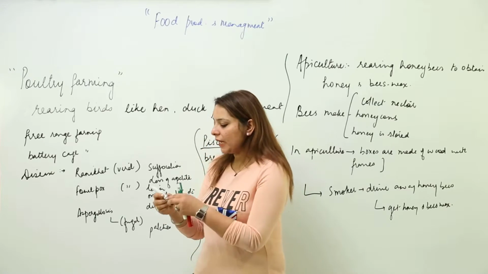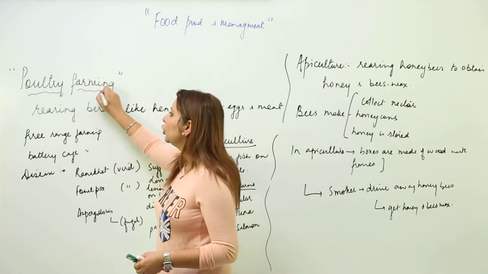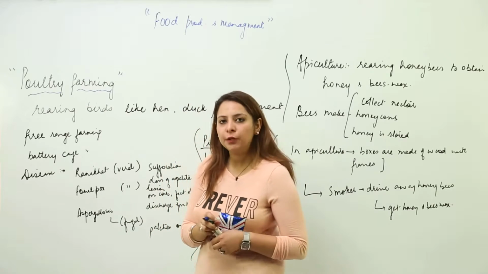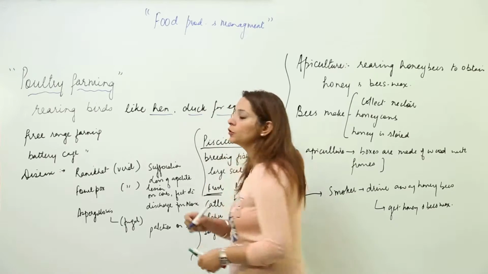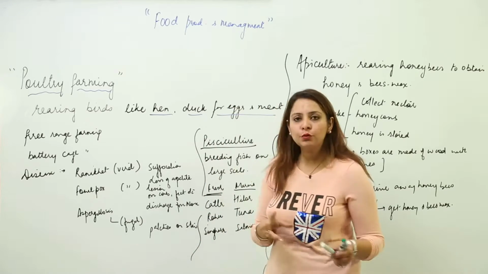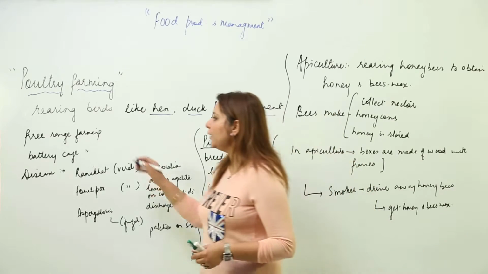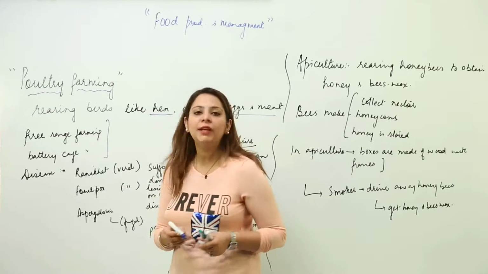Now we are going to start with poultry farming. Obviously, in poultry farming we rear poultry birds. Rearing birds like hen and duck for eggs and meat is called poultry farming. We have two kinds of sheds here: free range farming and battery cage farming.